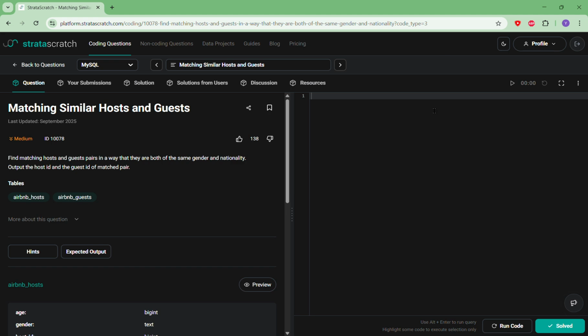Okay, so today we'll do one question, that is matching similar host and guests. We have to find the matching of host and guest in a pair that they both are of same gender and nationality, and we have to output the host ID and the guest ID of the matched pair.